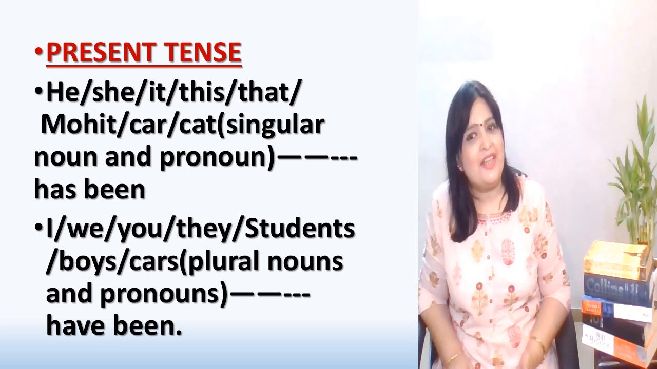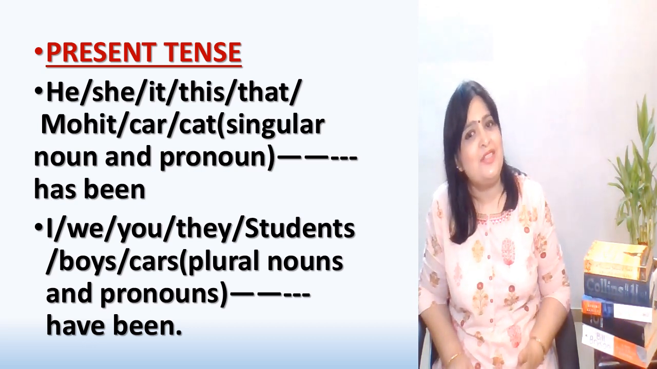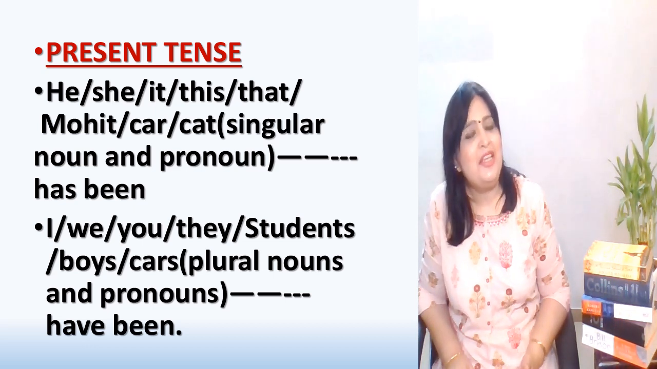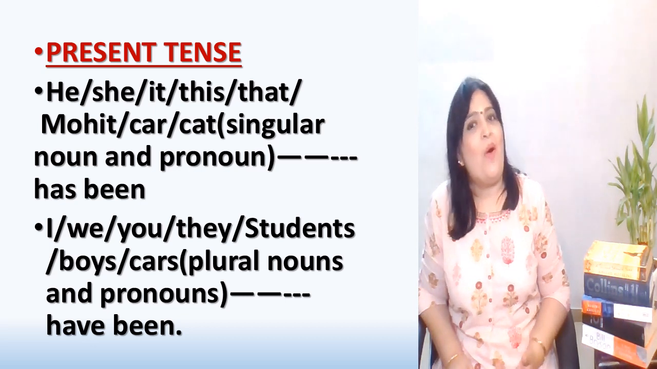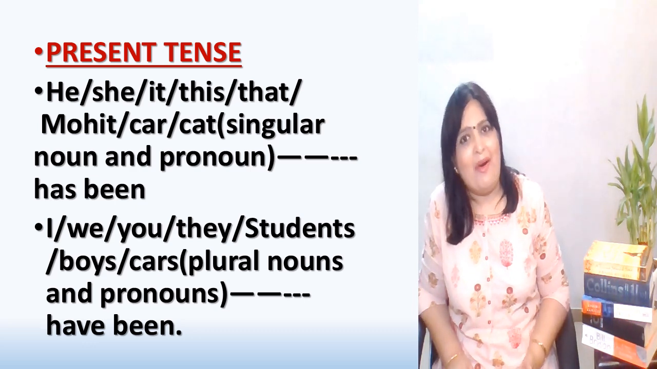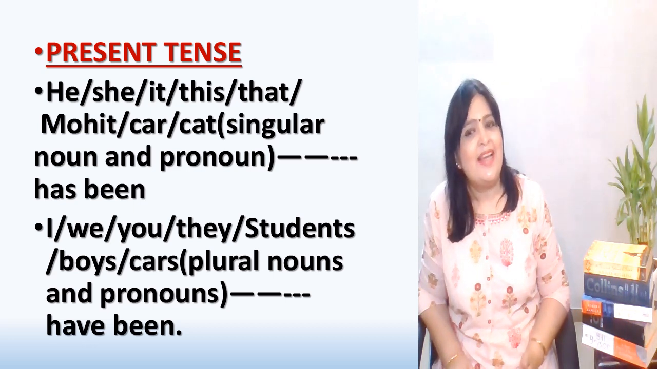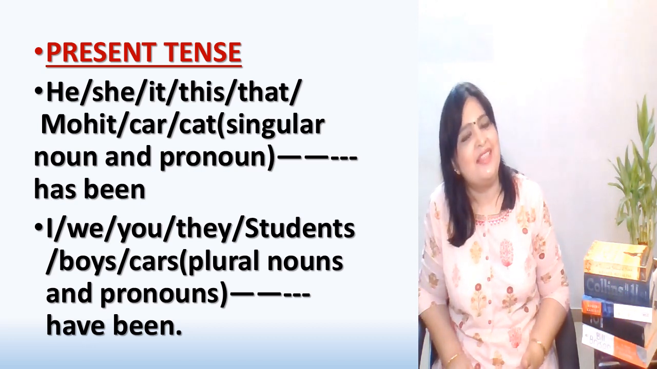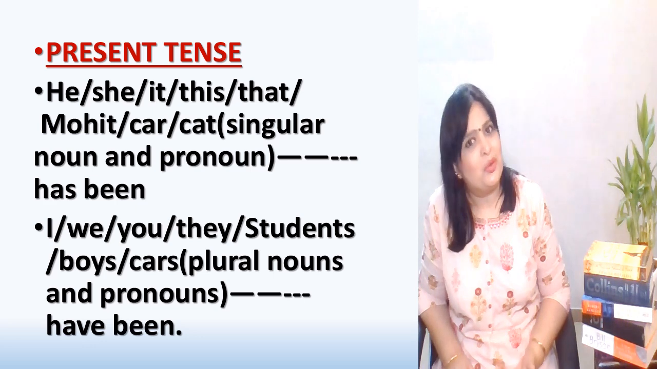So, if the subject of the sentence is third person singular, then use has been, and for all other persons use have been. So, singular nouns and pronouns के लिए has been use करें और plural nouns and pronouns के लिए have been use करें. ये तो बहुत सिंपल था, आपको समझ में आ ही गया होगा. Other than that, have been and has been have the same usage. Perfect tense में have been और has been का otherwise same use होता है.